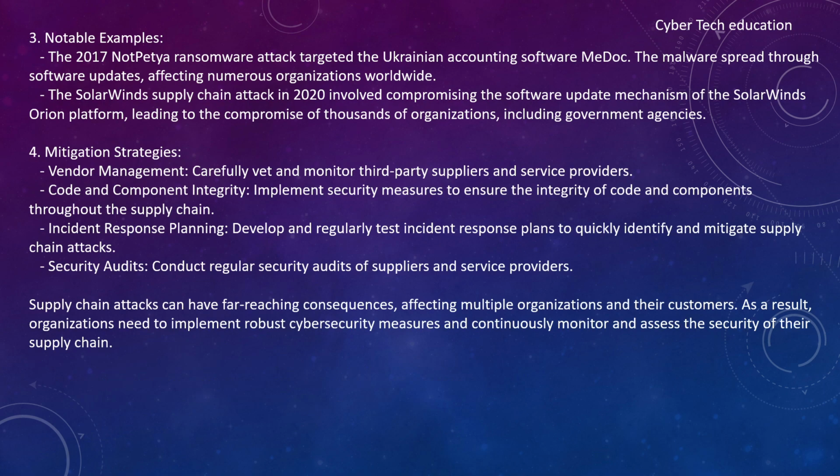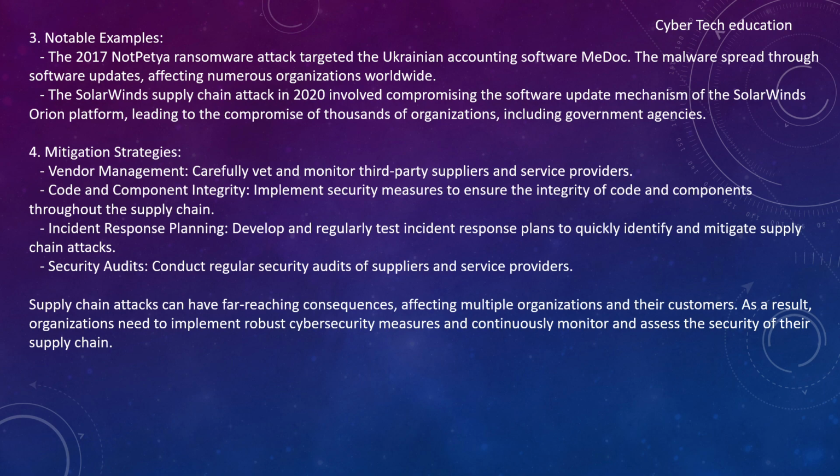Notable examples: in 2017, the NotPetya ransomware attack targeted the Ukrainian accounting software MeDoc, and the malware, which spread by corrupting software updates, affected numerous organizations worldwide. And the SolarWinds supply chain attack in 2020 involved compromising the software update mechanism of the SolarWinds Orion platform, which led to the compromise of thousands of organizations, including government agencies as well.